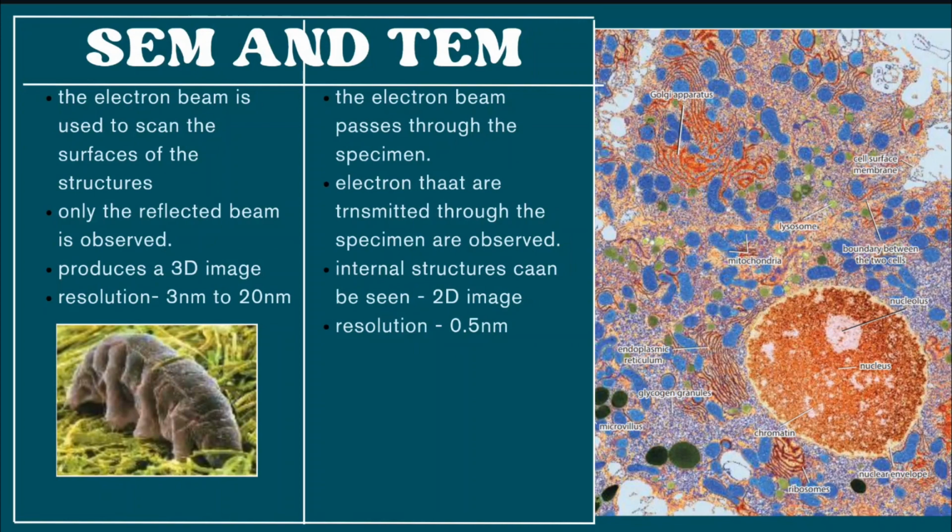So obviously you need to remember that you can observe much greater detail under an electron microscope compared to a light microscope, because you're using a different type of radiation which has a much smaller wavelength, hence a much greater resolution.